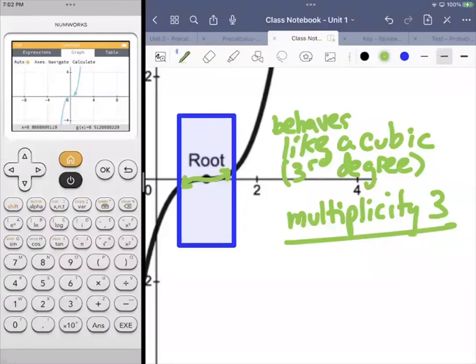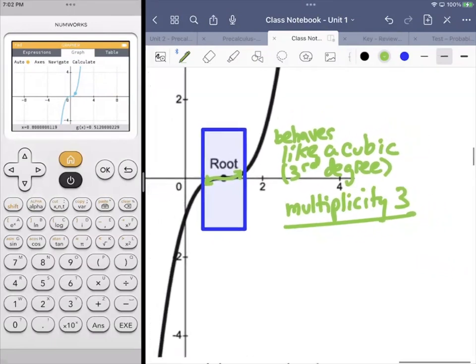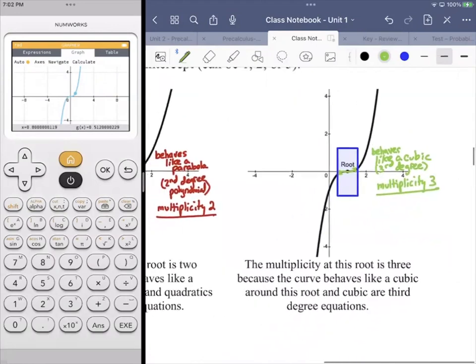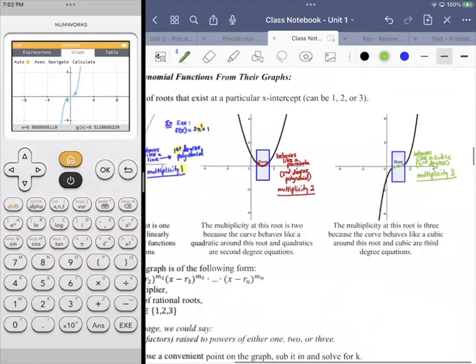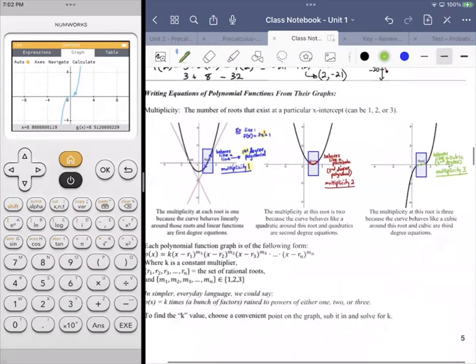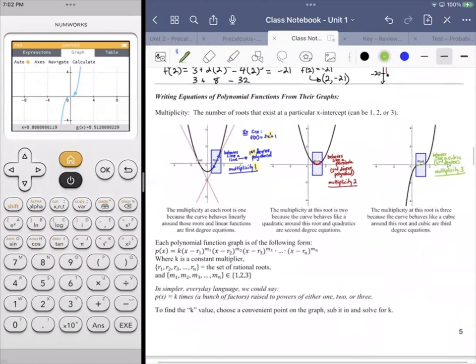This is what a cubic looks like. So it starts low, ends high, or starts high, ends low, depending on whether you negate it or not. But being able to recognize these things, and again, it's on the micro level, it's around the x-intercept. I have really kind of hairy looking notation there.